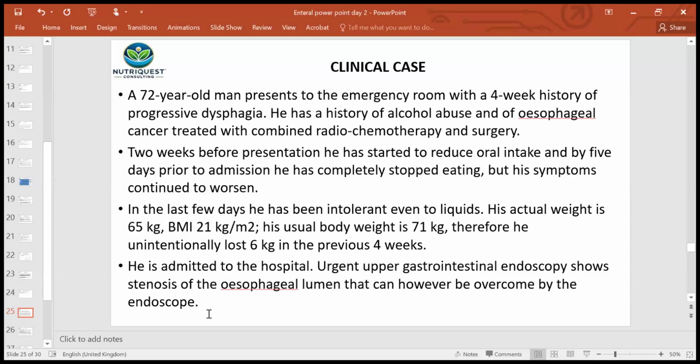Quite interesting case study. Now, he is admitted to the hospital. Urgent upper gastrointestinal endoscopy shows stenosis of esophageal lumen that can, however, be overcome by endoscopy. So we can be able to correct that dysphagia. So up to that point, is it okay? Have you understood that case? Have you followed it?